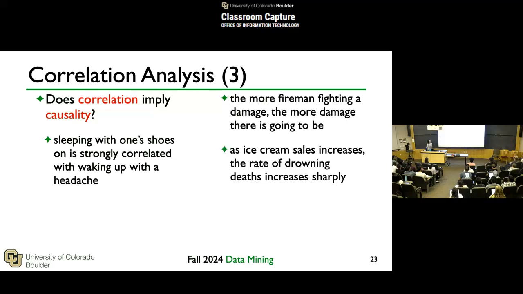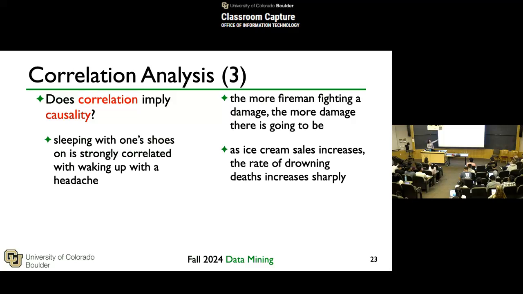One more. As ice cream sales increase, the rate of drowning deaths increases sharply. Again, correlation. You can probably see that from your data set. But if you're interpreting this as causality, that'd be bad. So this really, again, gets back to our discussion about how you interpret your results, how you take your data, how you do the calculations, understanding what those metrics mean, because different metrics have different meanings.